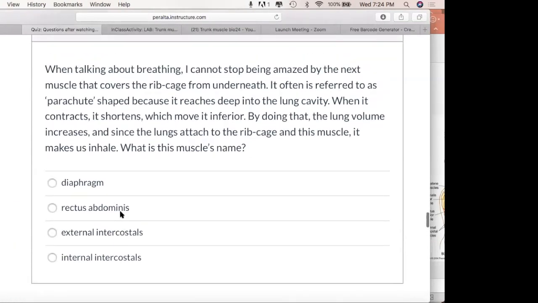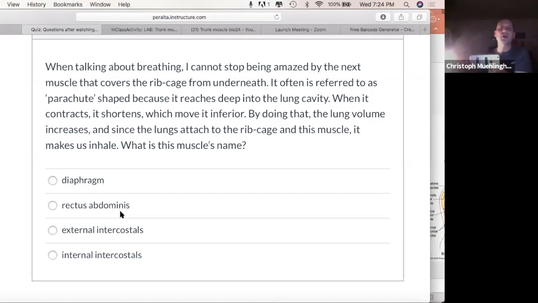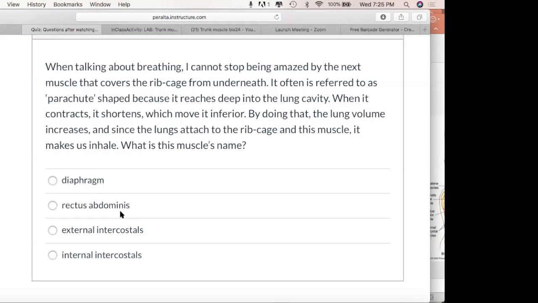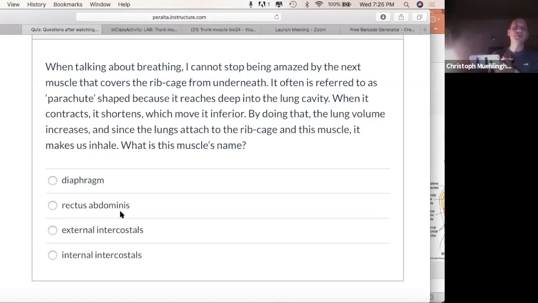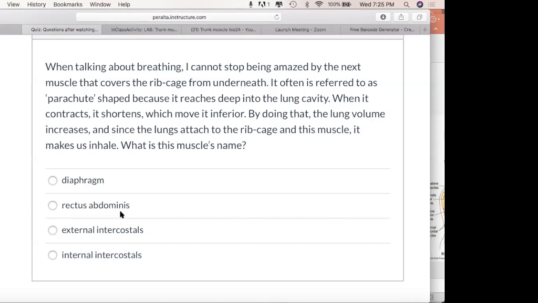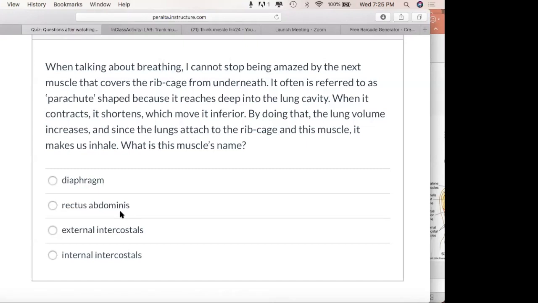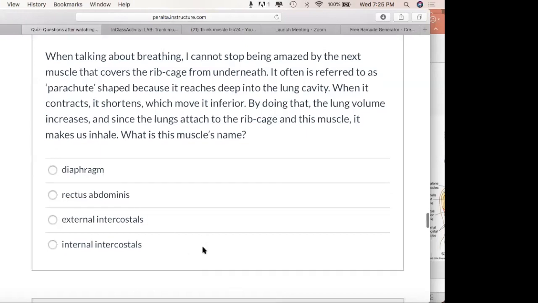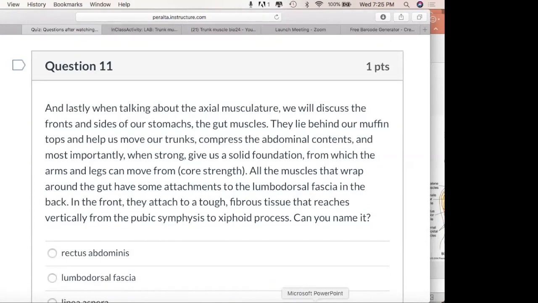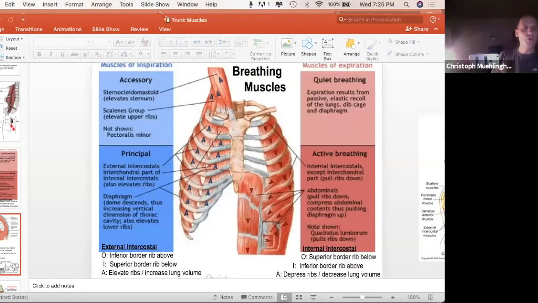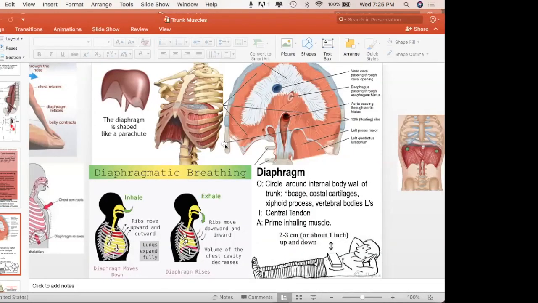You got it? Good. And then talking about breathing, I cannot stop being amazed by the next muscle. It's referred to as a parachute-shaped muscle. When it contracts, the central part just moves inferior. By doing that, the lung volume increases, and since the lungs are attached to the rib cage and this muscle, we then inhale. What's that muscle called? The diaphragm. Perfect. And we just talked about that before. That's this muscle.